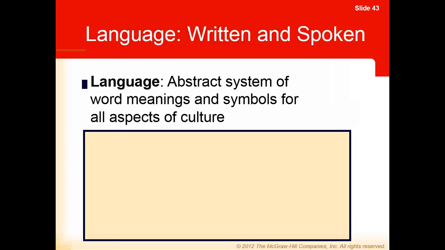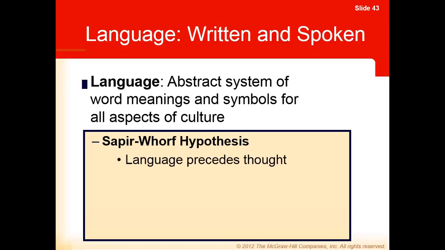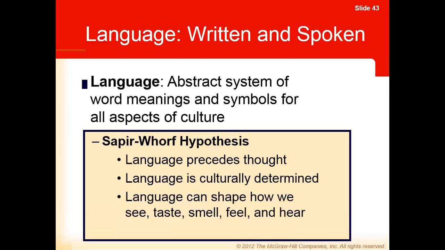Language is a big part of culture because language is how we communicate our cultural ideas. It's an abstract system of symbols that help us communicate our culture. So we have word meanings and symbols. Language consists of written and spoken language, and it consists of verbal and nonverbal communication. But the Sapir-Whorf hypothesis is the idea that the language we learn and the meanings we learn for the words in our language shape the way that we think. Because language precedes thought, language is culturally determined, so language shapes the way we think about concepts. It can also shape how we see, taste, smell, feel, and hear.